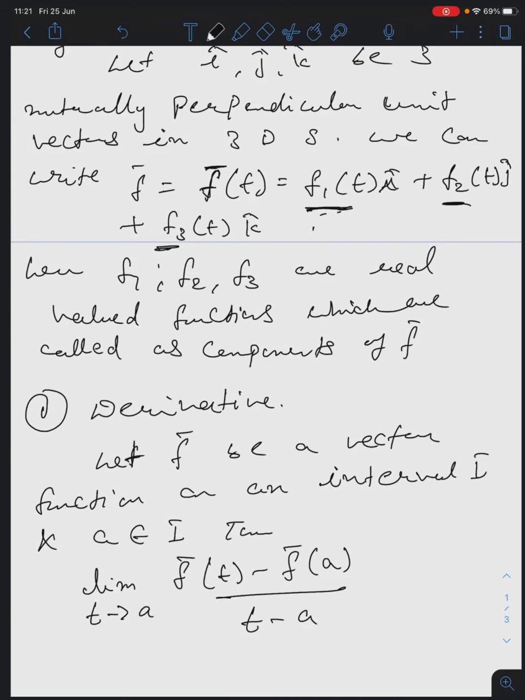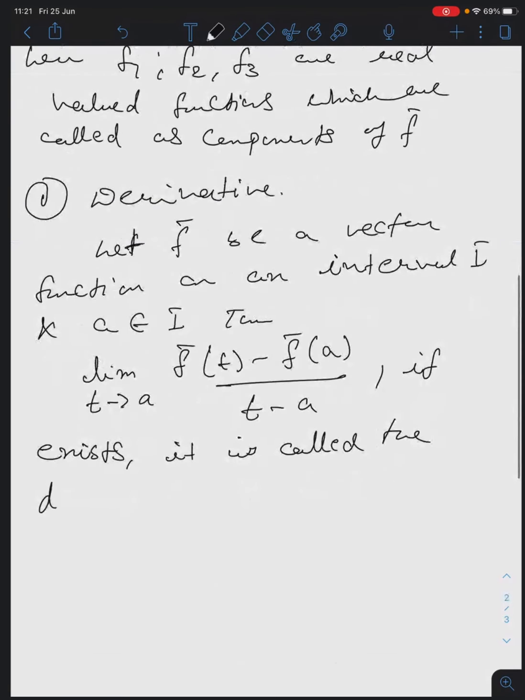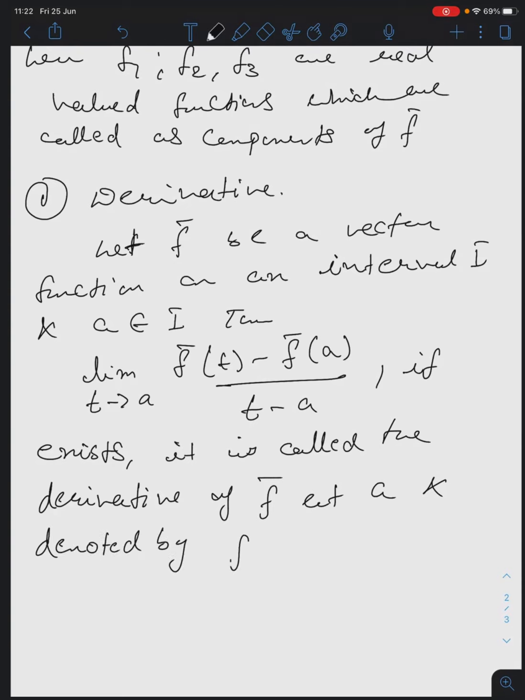If you calculate this limit, it is not always necessary that the limit exists. But if this limit exists, it is called the derivative of F bar at A. You denote it with F dash with a bar, just to represent that this function is vector valued. The notation also does not change: whichever function you differentiate, you write it with a dash.